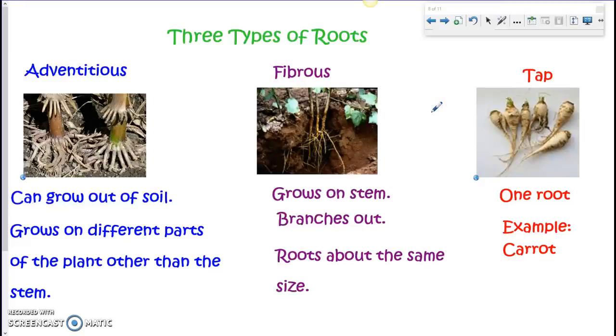And this is one big root. And normally these grow faster than the others because it is one root in itself. And it is so big. An example of a taproot is a carrot. And yes, you can eat taproots. You got carrots, beets. So that's pretty cool, isn't it?